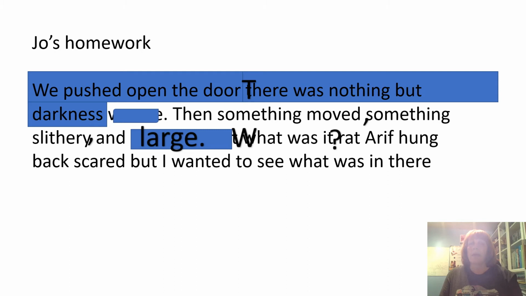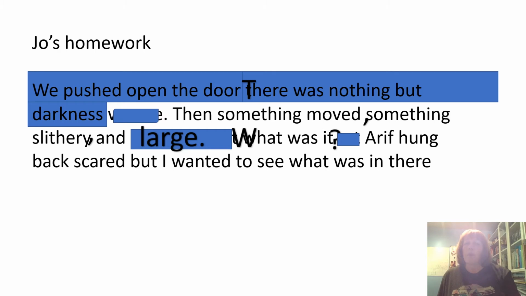Now let's see what we have. We pushed open the door. There was nothing but darkness. Then something moved, something slithery and large. What was it? Now, I don't think it makes sense to start the next sentence with the word rat. So let's get rid of that word. And I think the next information we could use as a full sentence. But first of all, we need to add a comma so that the first part of the sentence that we're going to use is separate.